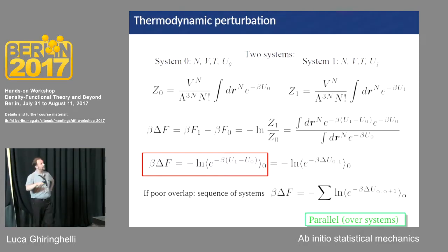So look again at this expression. I'm sampling system 1 with its Hamiltonian in some way. So I'm doing molecular dynamics with the Hamiltonian U0 or something else.